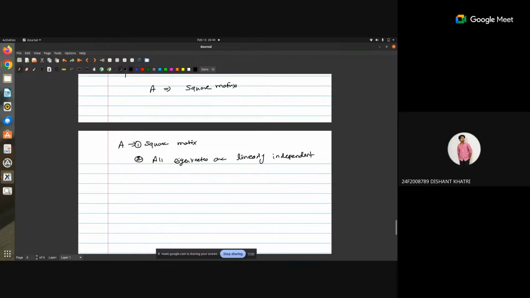Orthogonal is not required, right? Linear independence is what is required for diagonalization. If the eigenvalues are distinct, then the eigenvectors will be linearly independent. But see, if your eigenvalues are repeated, I think I have said that also, in that case also you will be able to find linearly independent eigenvectors.